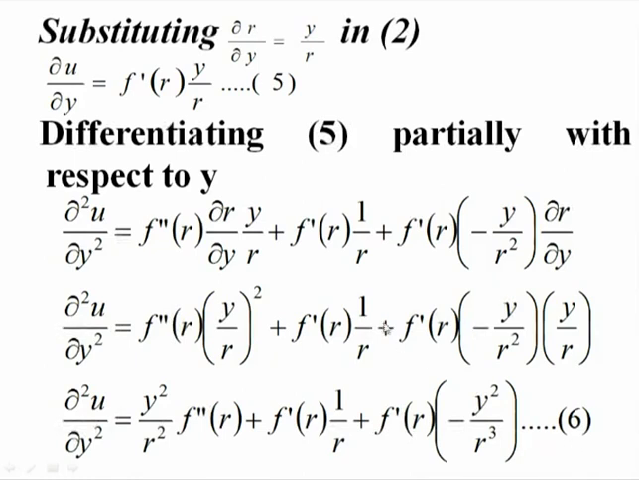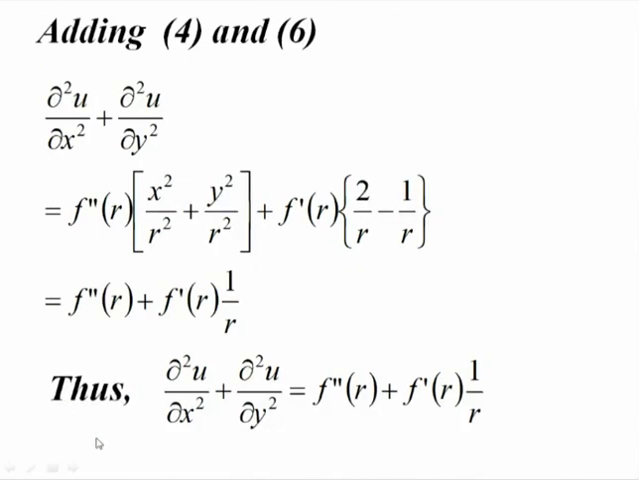Now we are adding 4 and 6 to get del square u by del x square plus del square u by del y square.